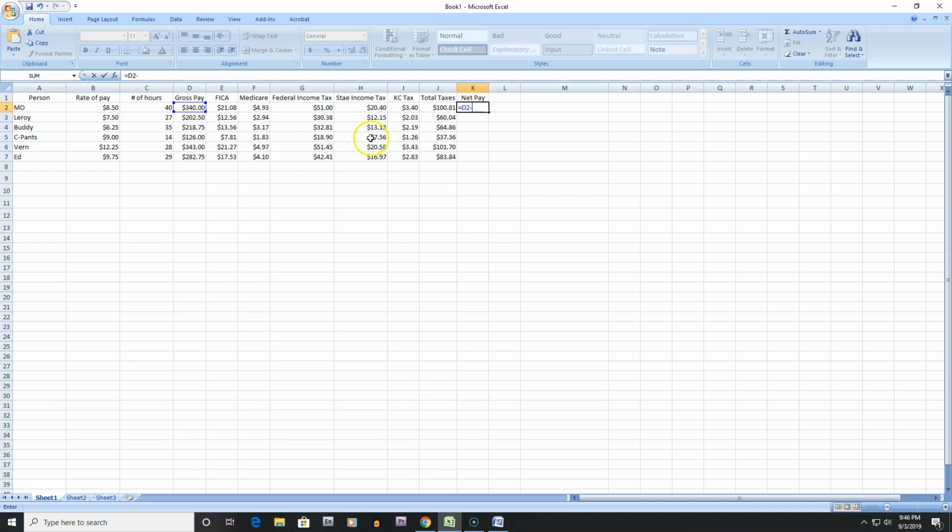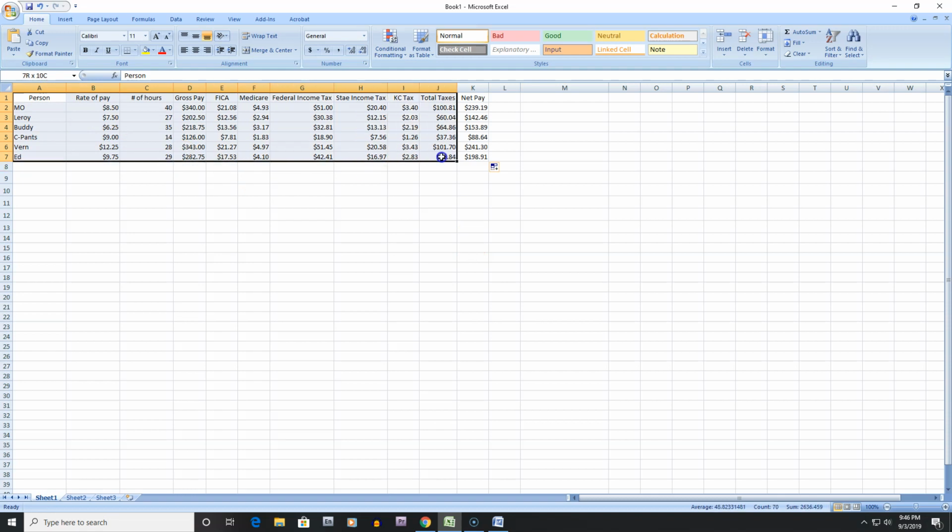So I'm going to hit the minus sign, and I'm going to come here to total taxes, right? So D2 minus J2, hit enter, and then this 239 is your final pay if you are Mo, if you are me. So you can see taxes can be a real bear sometimes, right? Instead of making $340, almost $100 of mine, $100.81, went to taxes, which can be a real bummer, okay?